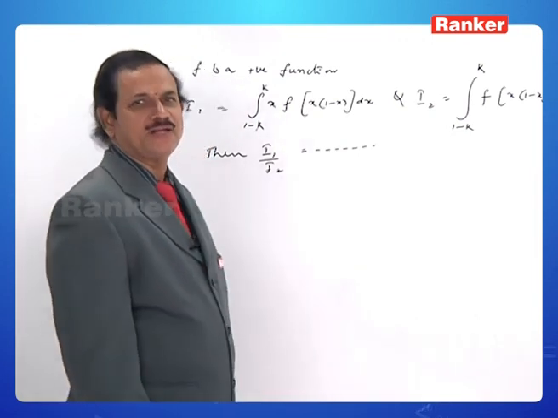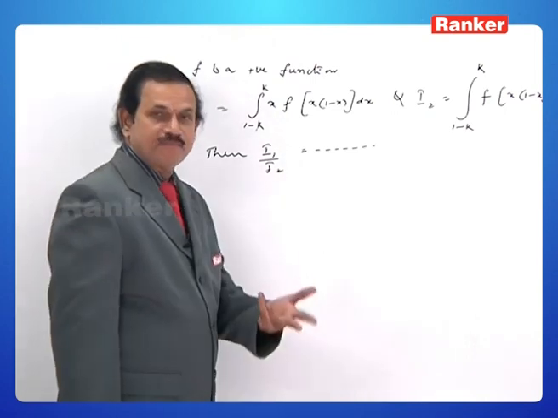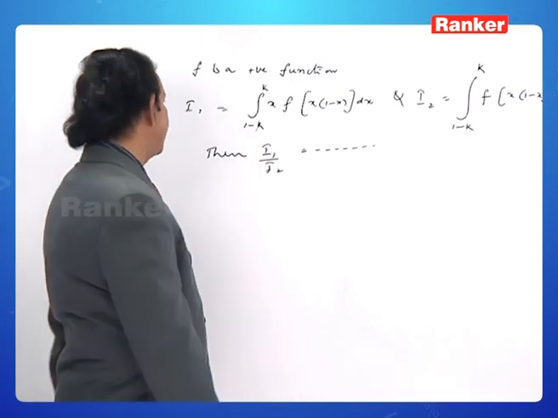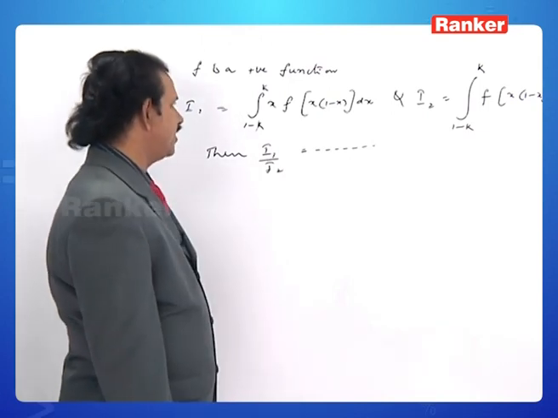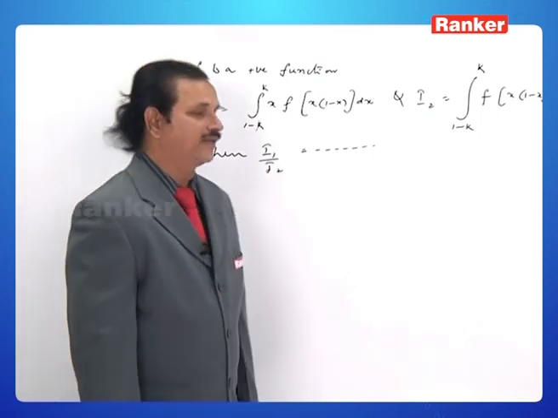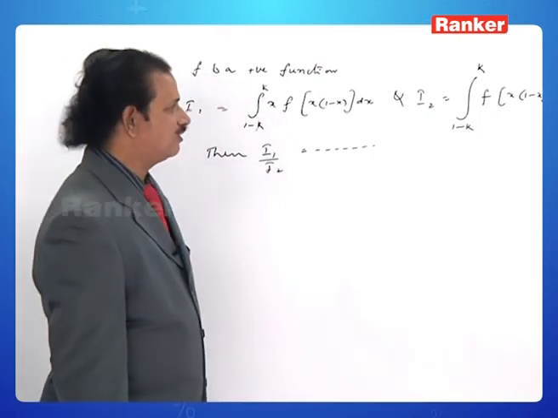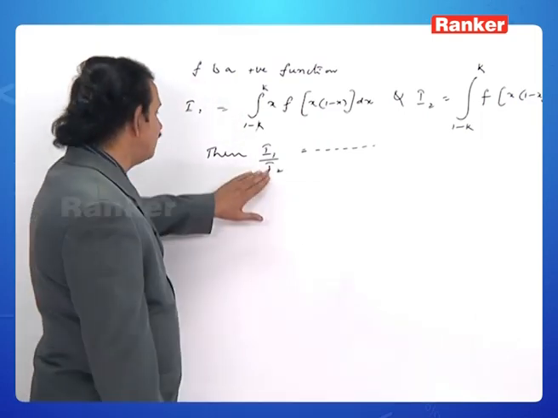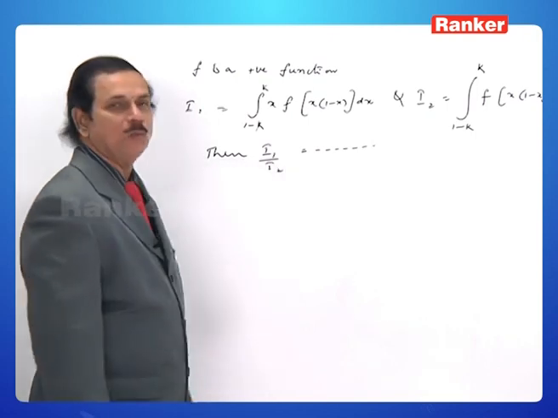It is given on the board. You please look at that. f is a positive function. It does mean that f of x is always greater than 0, and integral 1 minus k to k of x into f of x into 1 minus x dx is I1, and integral 1 minus k to k of f of x into 1 minus x dx is I2. Then he requires the ratio I1 by I2. What will be I1 by I2?